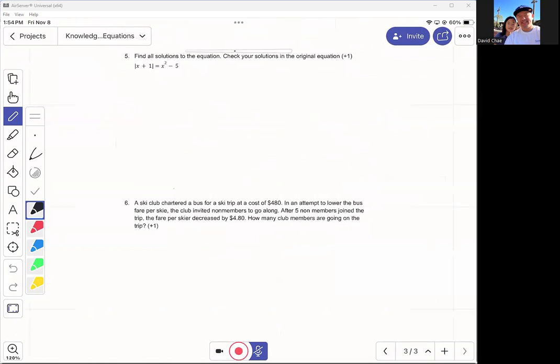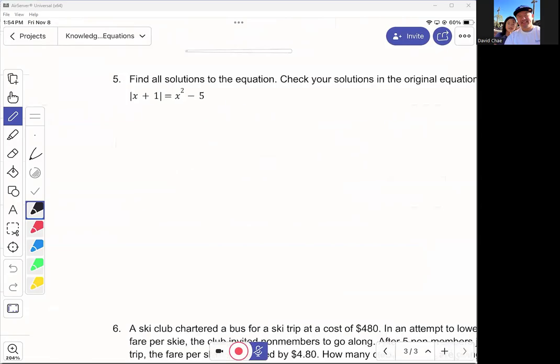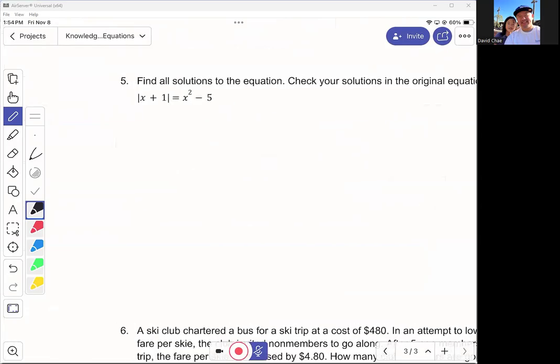So number five was kind of a tricky one because absolute value is always tricky. But remember, you have to have two different equations. x plus 1 equals x squared minus 5. And then x plus 1 is equal to negative, remember, (x squared minus 5). All right? Give me a second here.